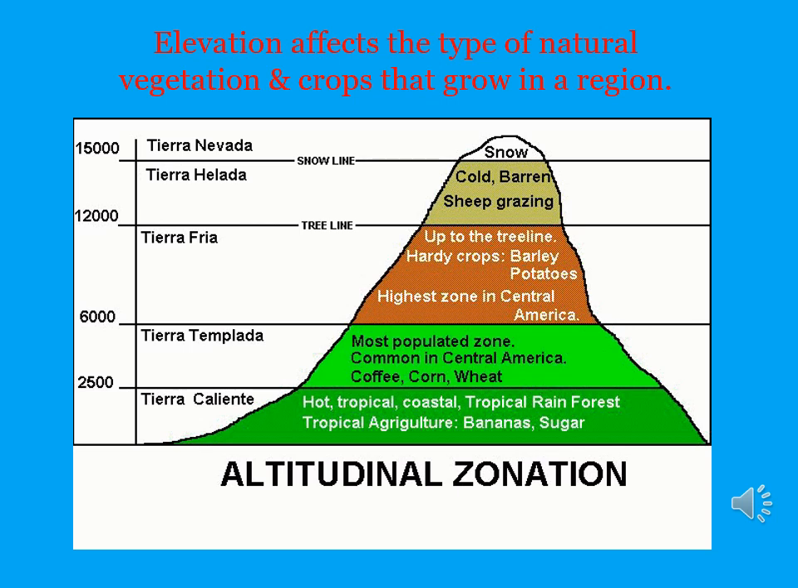Okay, and then you have the Tierra Helada, which is very cold, barren, sheep grazing, and is right below the snow line. And the snow line, in the Tierra Nevada, is where snow begins on a mountain.